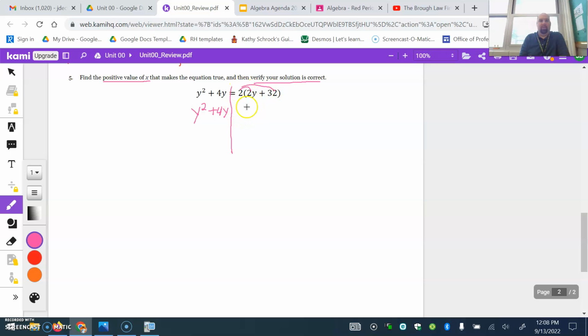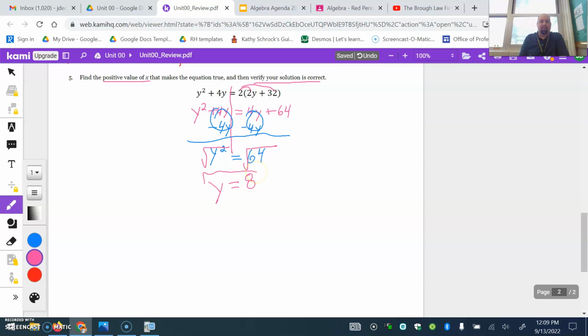So for this, I'm going to do the distributive property, and I get 4y plus 64. Okay, now I'm going to do my next step here of subtracting 4y, because I recognize I can cancel something out or zero something out on both sides of my equation. And I'm left with y squared equals 64. Remember, to undo squaring something, you take the square roots. Some of you won't even need to do that because you'll look at it, oh, square root of 64 is 8, and you will be good.